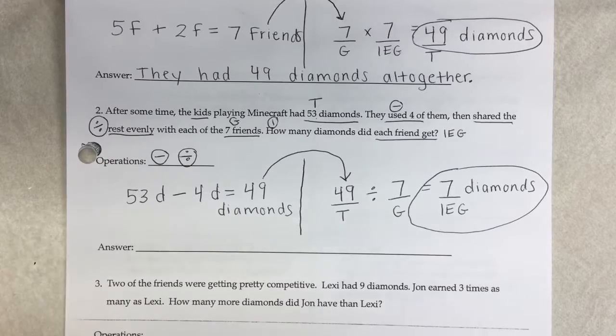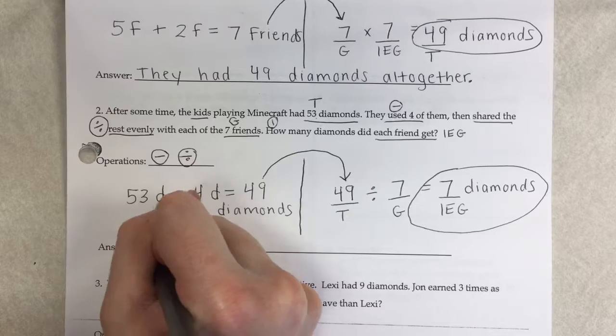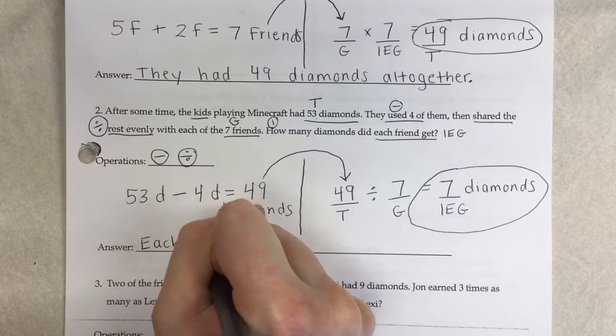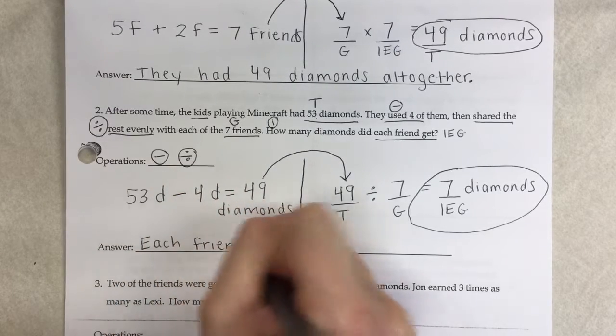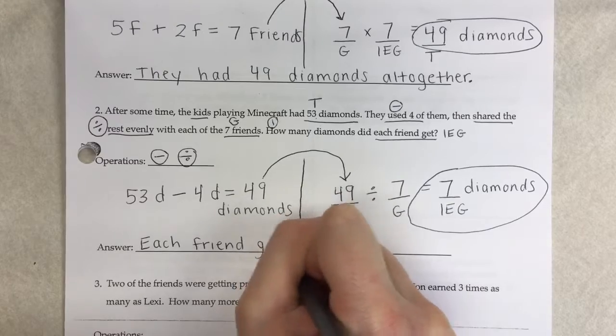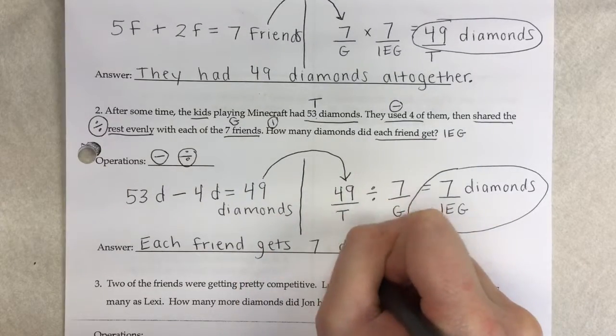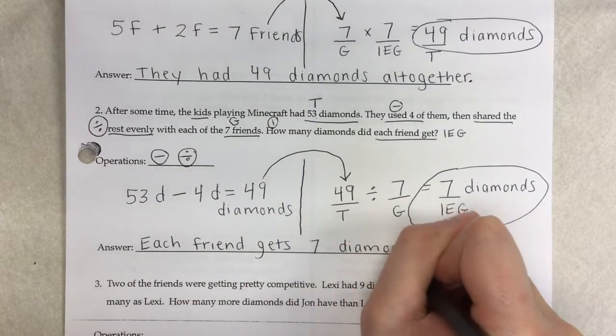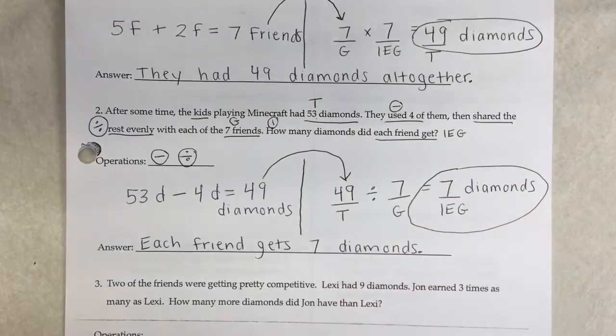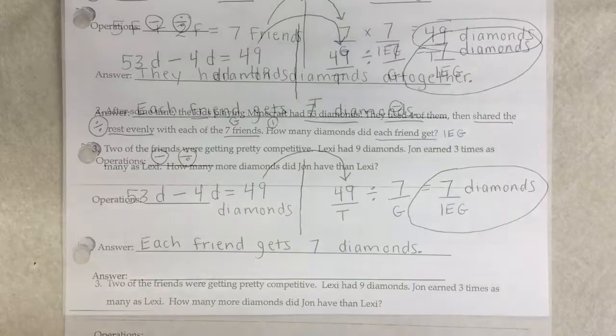Now I need to write my sentence. How many diamonds did each friend get? Each friend gets 7 diamonds. Period. All right, let's try number 3.